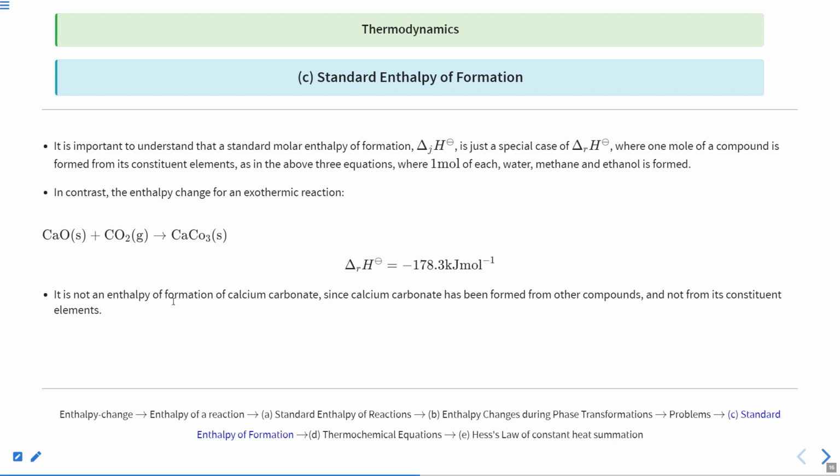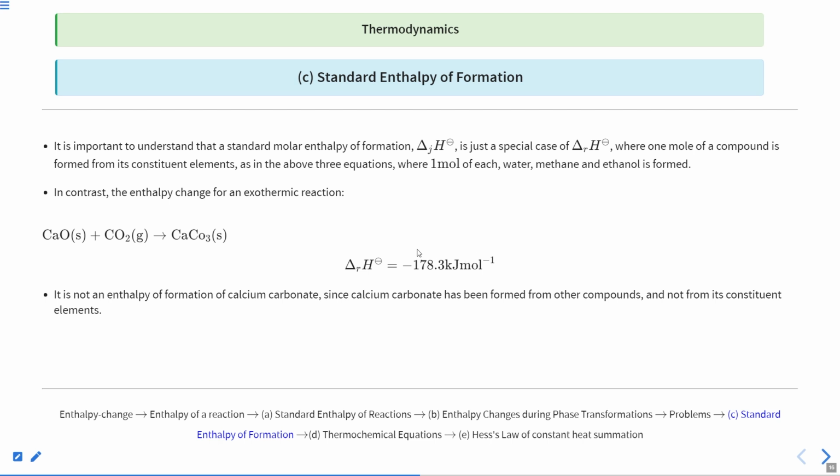So here, is this the standard enthalpy of formation of calcium carbonate? No, because calcium should be there in the standard state, which is not the case. It is present as calcium oxide. Similarly, oxygen should be present as O2, which is not there. Carbon should be present as C graphite, which is not there. So the delta RH related to this reaction is not the delta H formation. Okay, so this should be made clear.